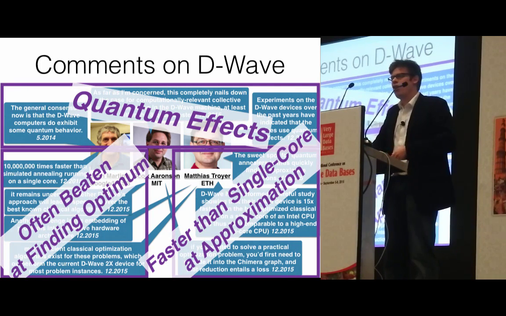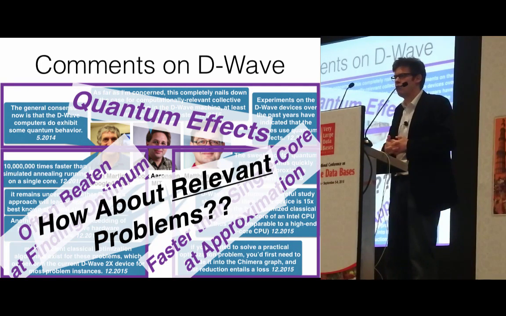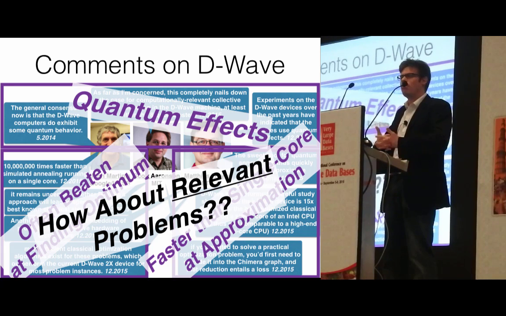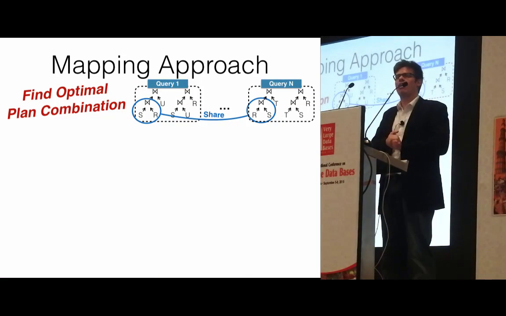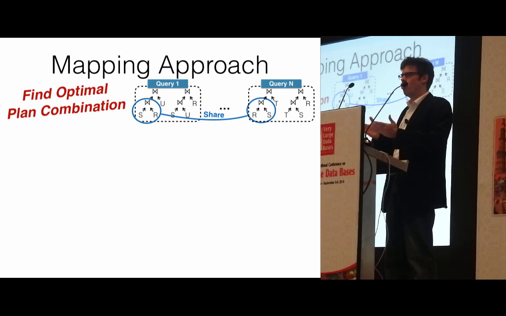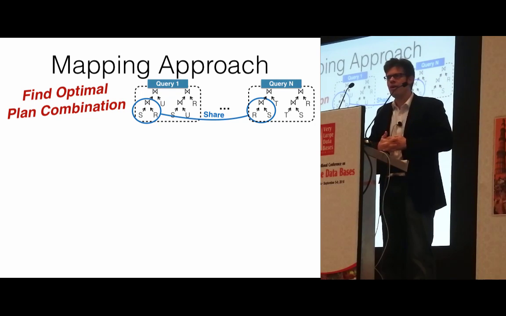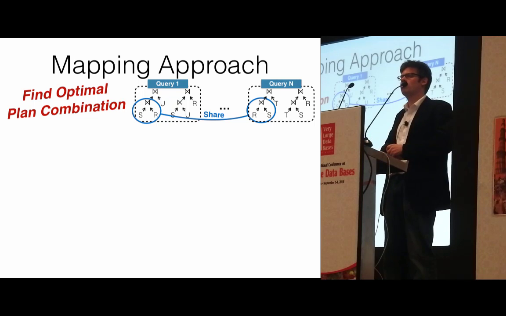So this paper here contributes a little bit to that discussion because we have shown how to solve a classical optimization problem in the database area on that machine. And this classical problem is multiple query optimization, also called multi-query optimization, where you basically want to minimize execution time for a batch of queries.